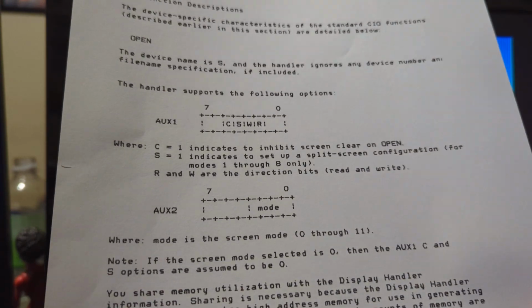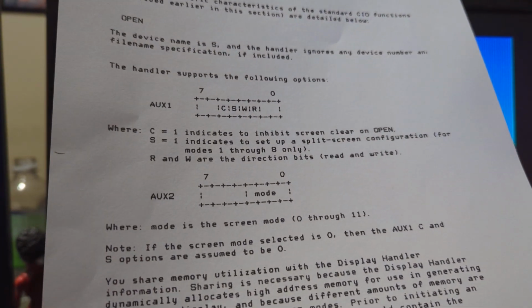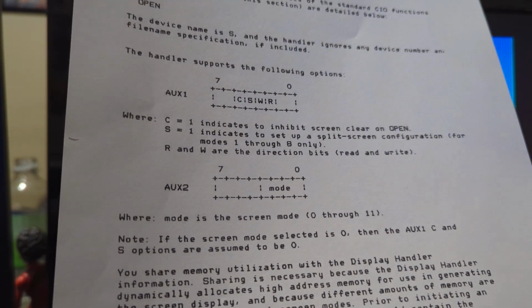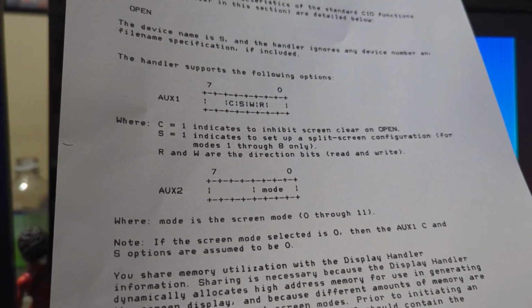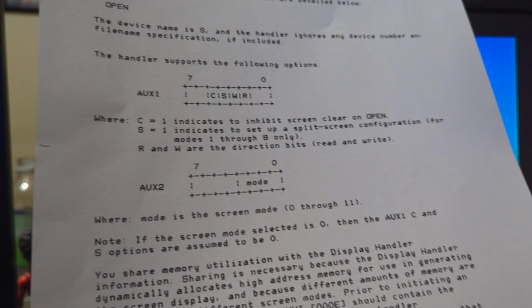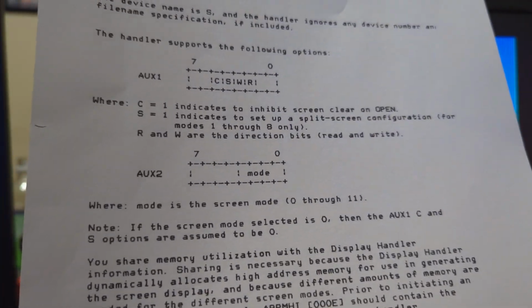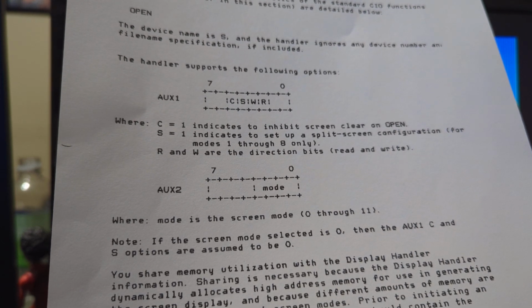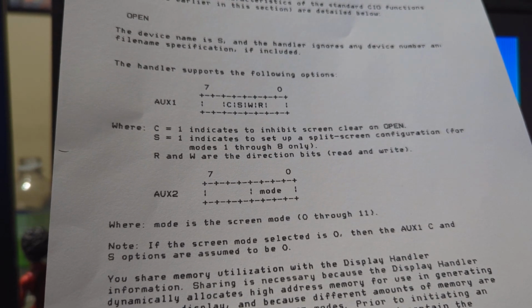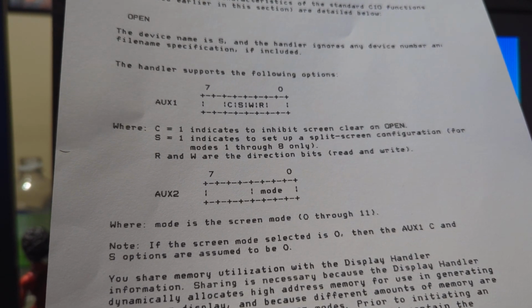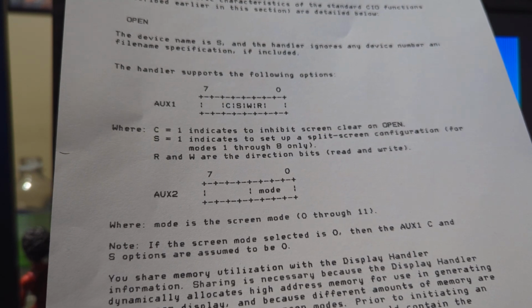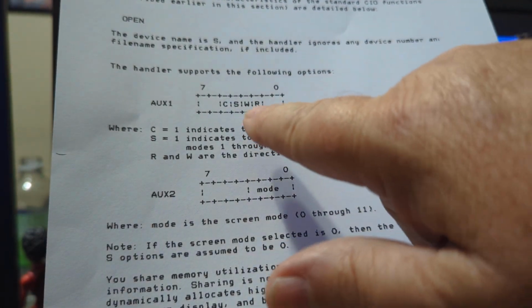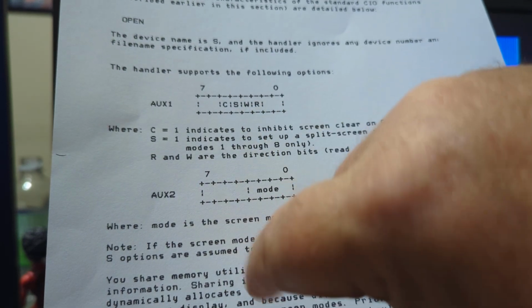So the C bit says if I put a 1 there, it's not going to clear the screen when I do open the mode. So I don't want that, so I'm not going to set that bit. The S equals 1 indicates set up a split screen with text and graphics in modes 1 through 8. And I don't want that, so I'm not going to set that bit either. I do want read and write because I want to write characters to the screen and I want to read characters from the screen later when I do a locate. So I do want these 2 bits. So that's the 8-bit and the 4-bit. So that equals 12. So what I want to put in auxiliary 1 is 12.